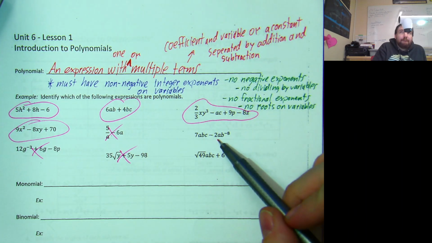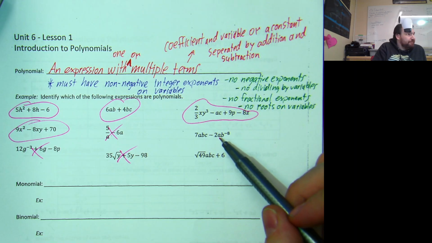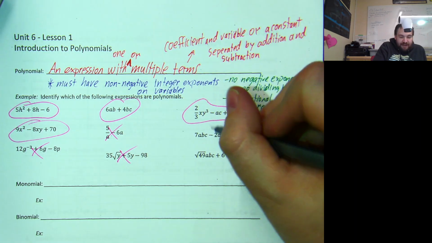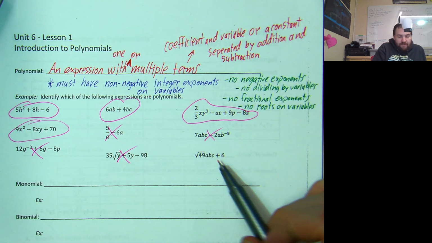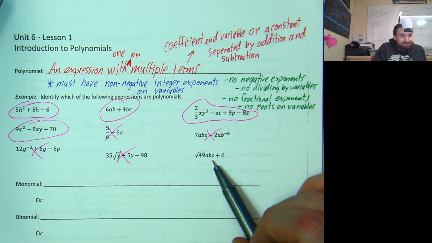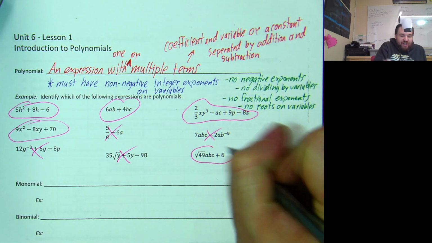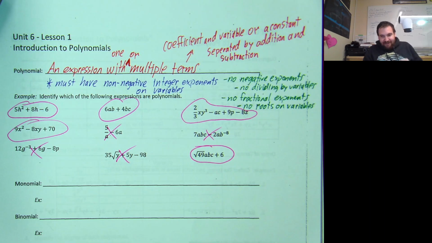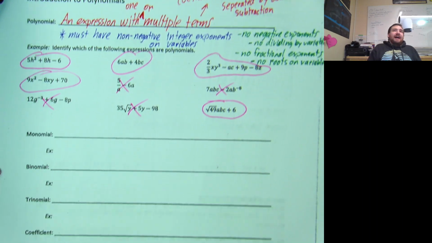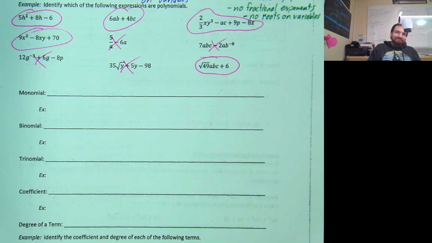How about this guy here? What's the problem? The negative exponent on that b. Cool. And then the last one here. The rooting is only on the coefficient, so this one is still good. Okay, so welcome to the wild and wacky world of polynomials. You don't like it. Okay, well, too bad.